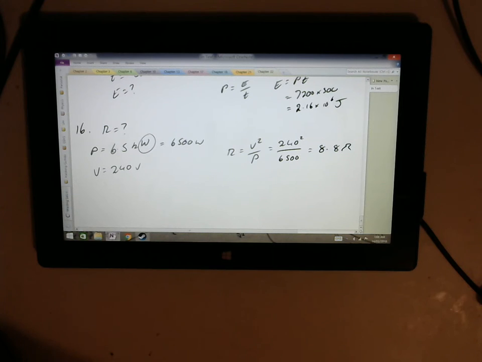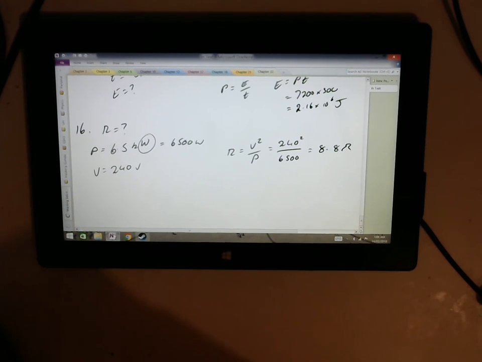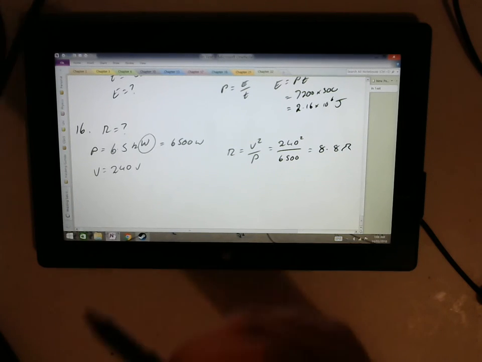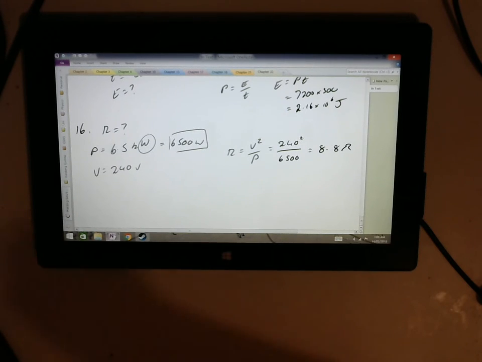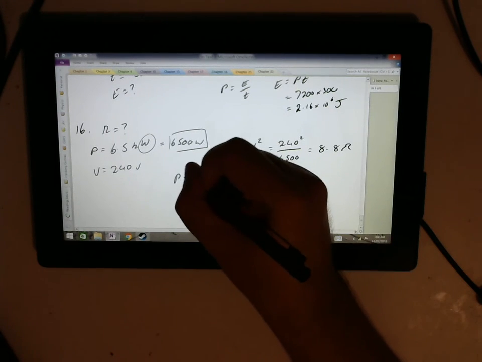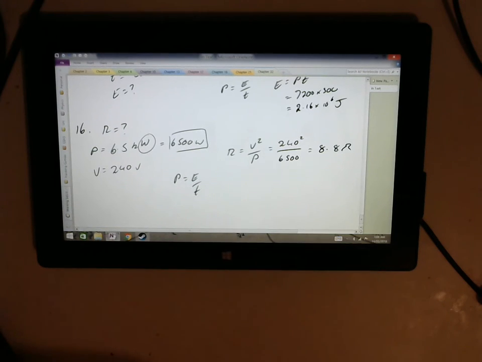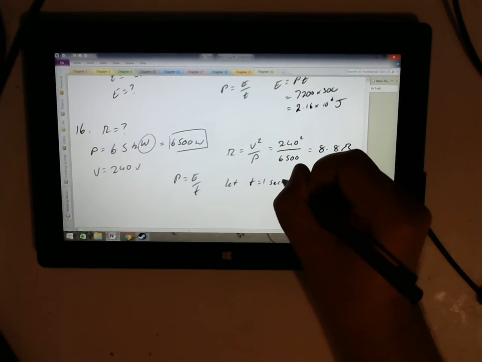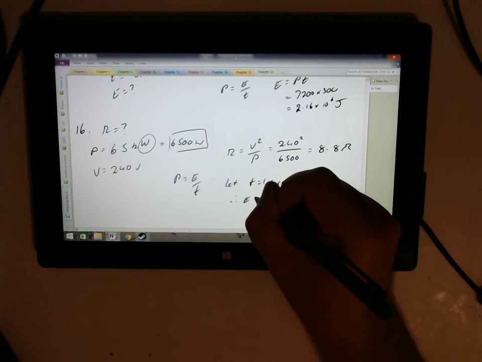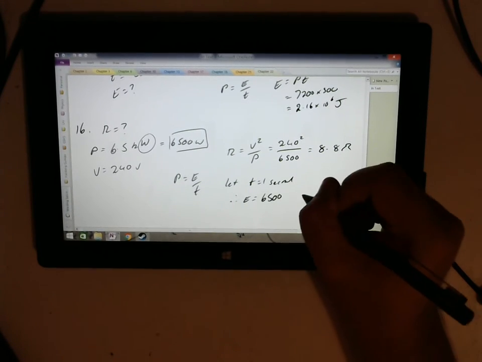Now, what we know here is that it takes 4.2 kilojoules of energy. We know it gives this much energy per second. Okay, so power equals energy over time. We saw a question like this in class. I said, well, what time should we assume? And let's use the easiest time. Let's use 1 second. So let t equal 1 second. Therefore, energy equals 6,500 joules.